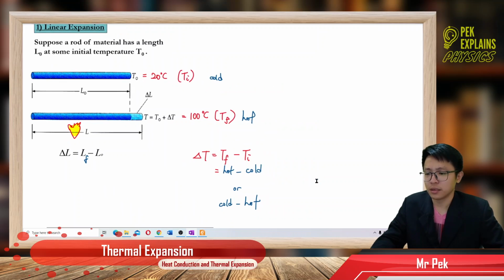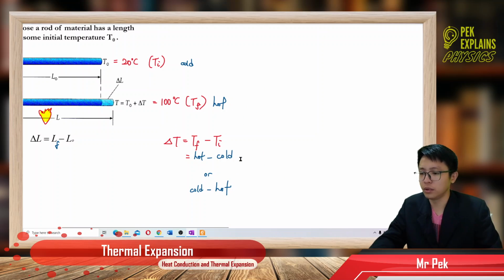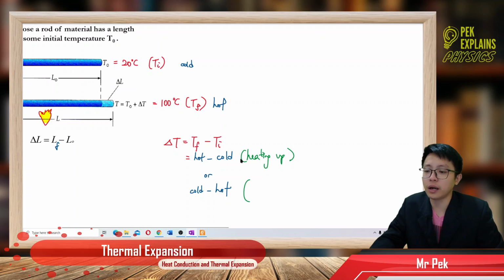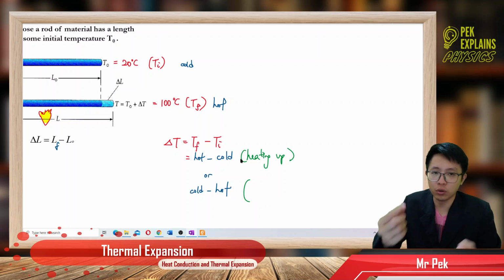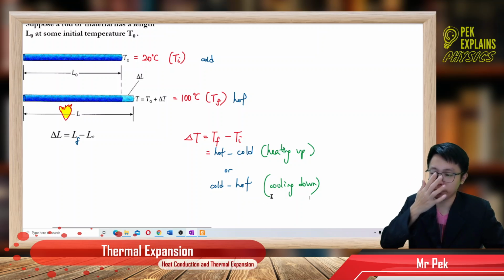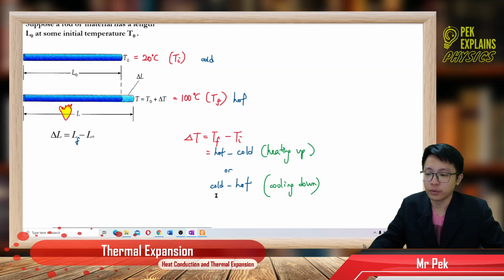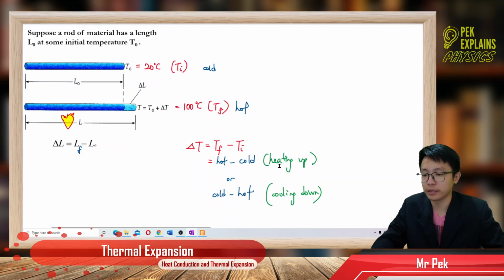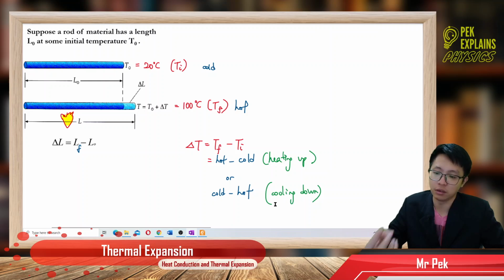But it also depends. We use hot minus cold if we are heating up the rod. But if we are lowering the temperature, cooling down the rod, it shrinks because of cooling down. Then we also use cold minus hot. So for thermal expansion, it depends on whether we are heating up the rod or cooling down the rod.